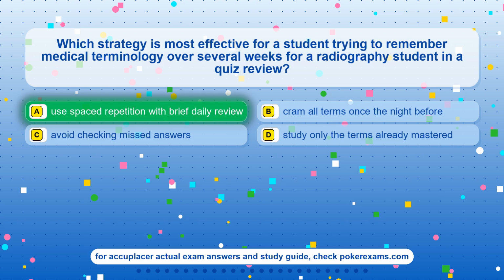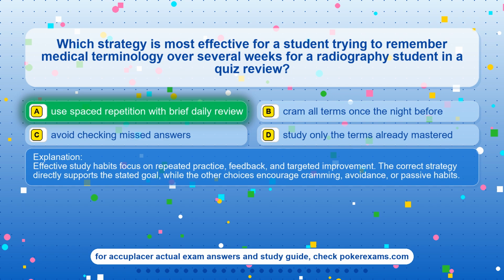The correct answer is option A. Use spaced repetition with brief daily review. Effective study habits focus on repeated practice, feedback, and targeted improvement. The correct strategy directly supports the stated goal, while the other choices encourage cramming, avoidance, or passive habits.